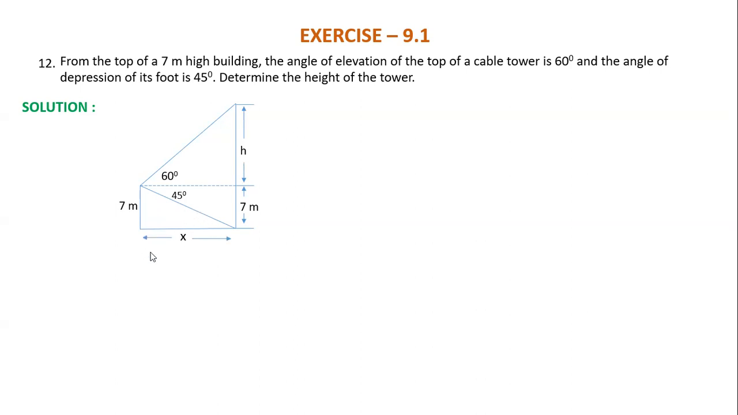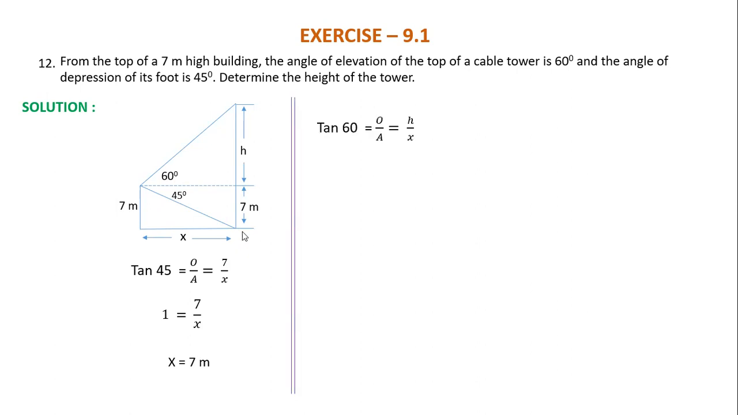Okay. So now let us take tan 45. Opposite upon adjacent. Adjacent is nothing but x. So 7 upon x. Tan 45 is 1. 1 is equal to 7 upon x. So x is equal to 7 meters. That means this is 7 meters. Distance between the building and the tower is 7 meters.